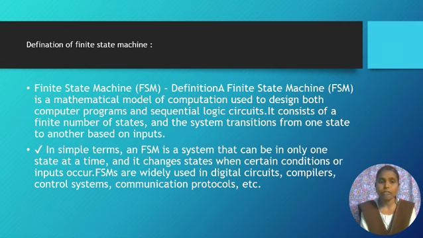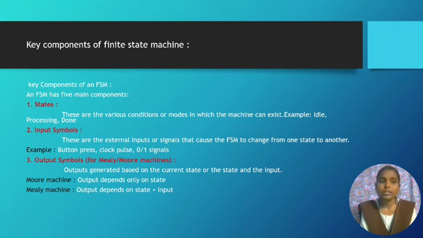It consists of a finite number of states, and the system transitions from one state to another based on inputs. Simply, we can call an FSM a system that can be in only one state at a time, and it changes states when certain conditions or inputs occur. FSMs are widely used in digital circuits, compilers, control systems, communication protocols, etc. And we have discussed the key points of finite state machine.